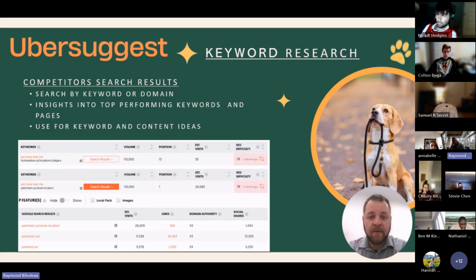In this case, we see that the keyword pet store near me has a high search traffic, and nearly 1/3 of the traffic is directed towards PetSmart, which presents a large opportunity for Homes Alive Pets to capture some of this audience. Overall, Uber Suggest has a wide variety of tools, can be used as an all-in-one option to maximize the SEO capabilities for many content creators.